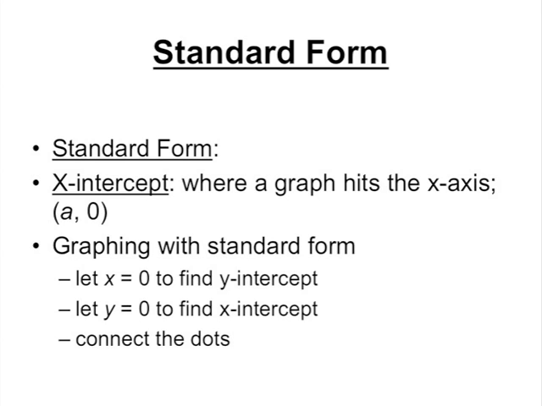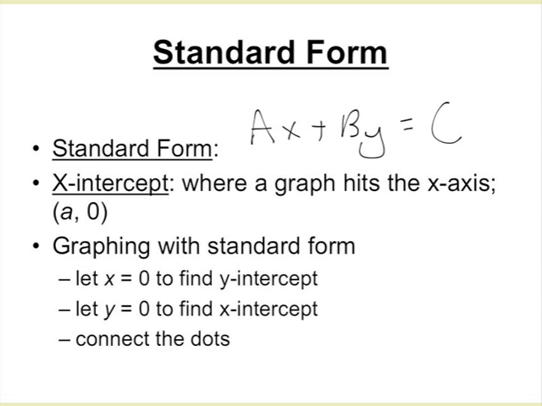Alright, so the other special form of the equation is the standard form. Standard form is ax plus by equals c. So the x and the y are on the same side of the equation. With our standard form, we're not only going to care about our y-intercept, but we're going to care about our x-intercept as well, which is where the graph crosses the x-axis.